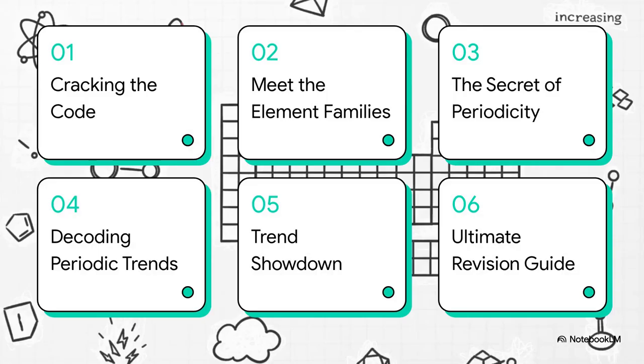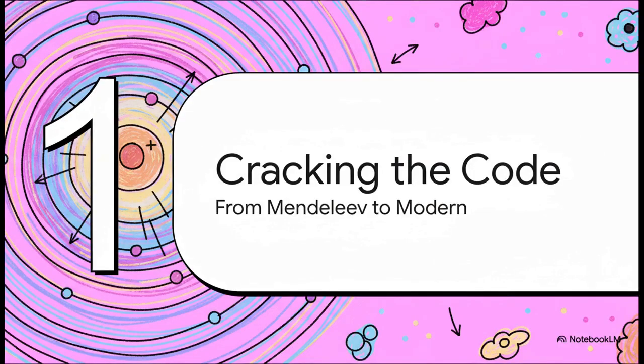So here's our game plan. First, we'll crack the code of the table's basic layout. Then, we'll meet the most important element families and uncover the real secret behind why their properties repeat. After that, we'll decode all the major trends using a really simple analogy. And finally, I'll wrap it all up with a killer revision guide. Let's do this.